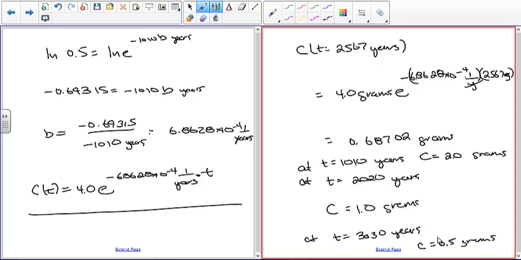Now there are other variations. I could not give the initial quantity, but I could give the quantity at a particular time and the half-life, and I could figure out C0 from that. So those are examples of exponential growth and exponential decay.